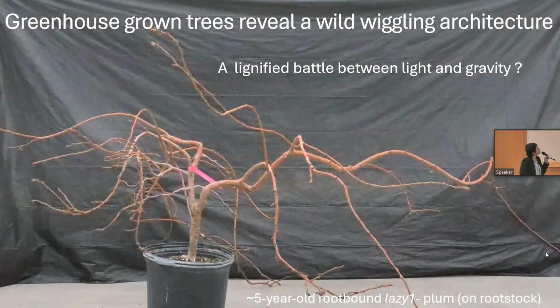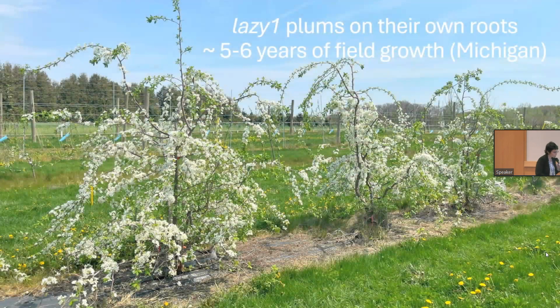Also, looking at our root-bound semi-bonsai trees in the greenhouse, you could see there's a lot of wild growth. It's not just perfect up and out like we were hoping. It's a bit wild and wiggly. I always think of this as maybe a battle between light and gravity. There are other lazy genes in plum, and they could be partially involved in still maintaining some upward orientation, but it's sort of like wiggling for light, and in the process, I think, getting lignified. Out in the field, these are very beautiful ornamental trees. You can see they might look similar to some other weeping ornamentals.